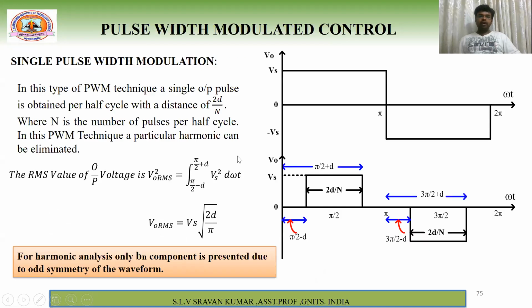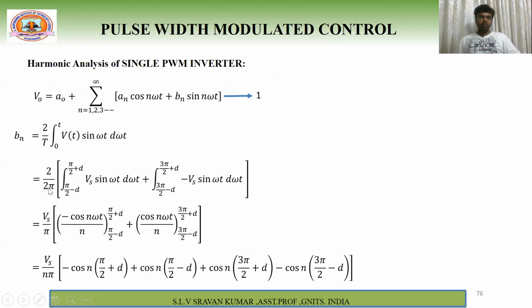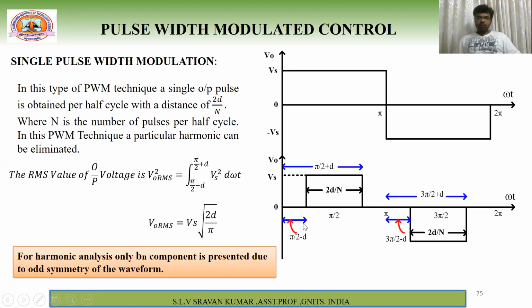So what is the time period? Every time I have told you that to calculate harmonic analysis, always you have to take the full cycle. So that's why the time period is 2 pi. And the limits: the first pulse limits are pi by 2 minus d to pi by 2 plus d. This is the first pulse. The second pulse is 3 pi by 2 minus d to 3 pi by 2 plus d. For the first pulse, the magnitude is Vs. For the second one, the magnitude is minus Vs. Here I didn't represent it just because of negative. This is minus Vs.